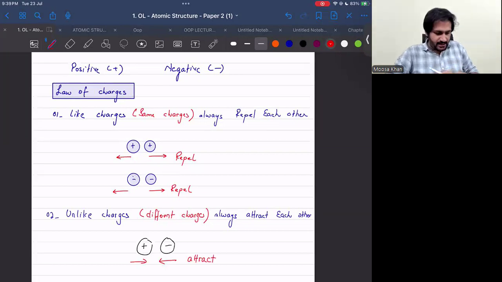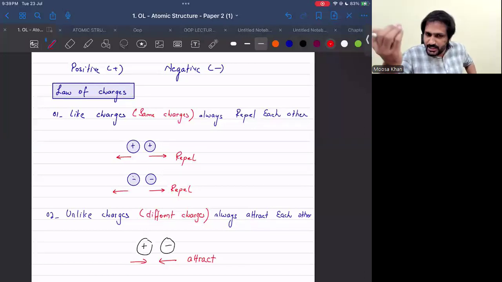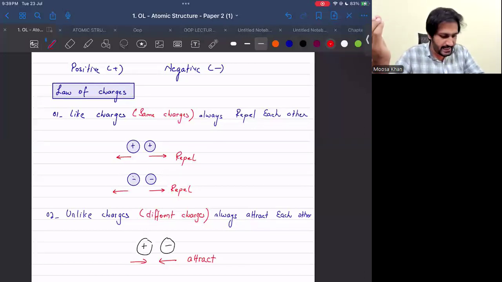Ruba beta, we are studying the chapter atomic structure. We have actually just finished the chapter atomic structure. हम कुछ questions और देख रहे हैं उसके. That's it. ठीक है? And after few minutes we will be starting a new chapter.